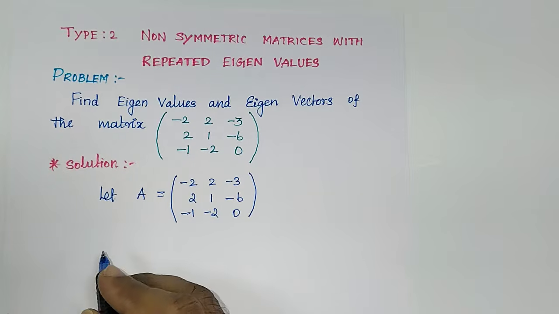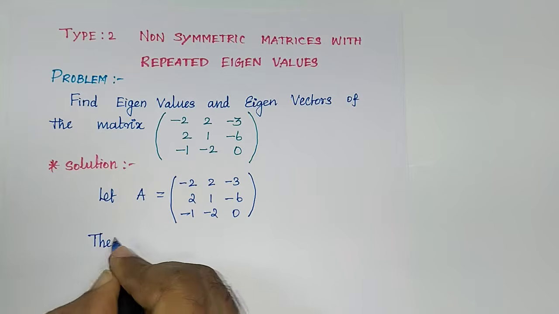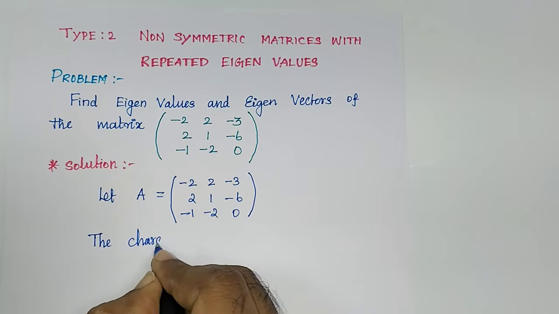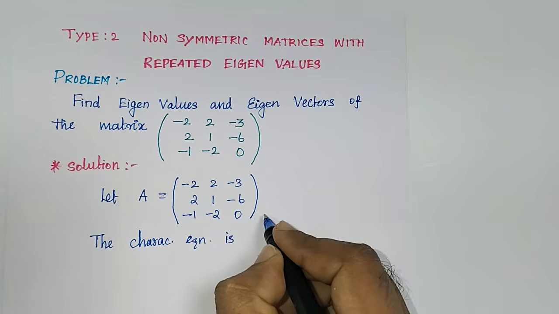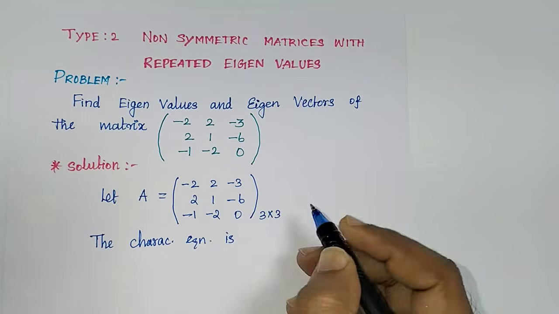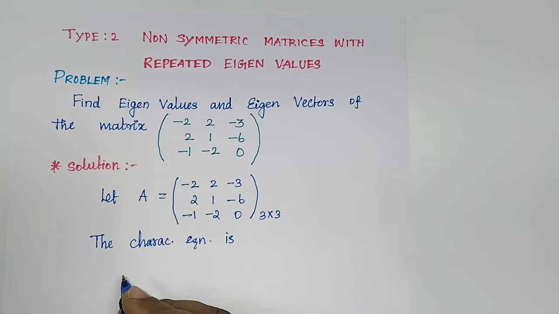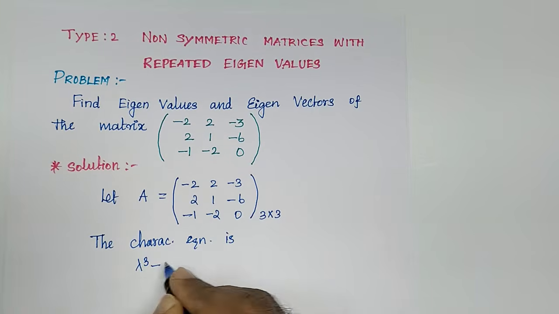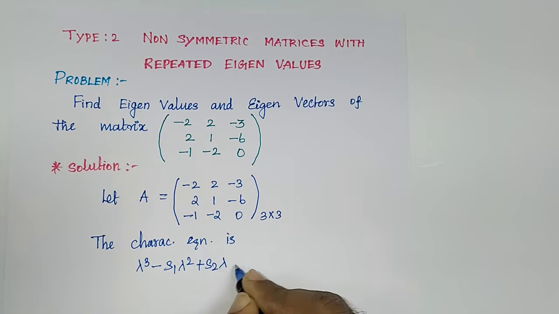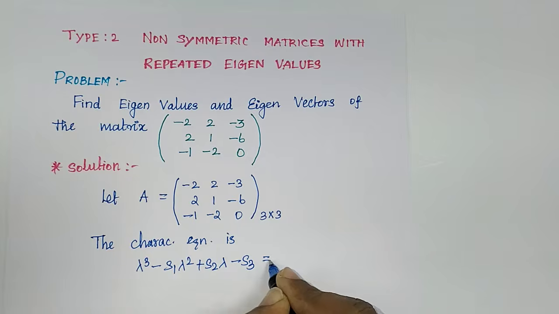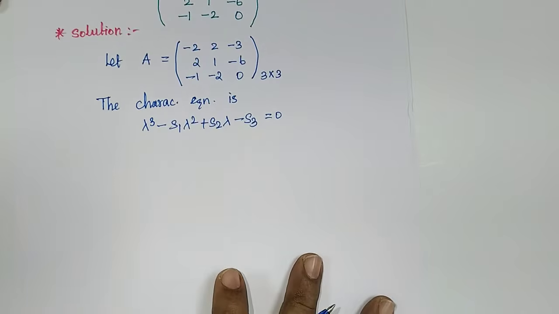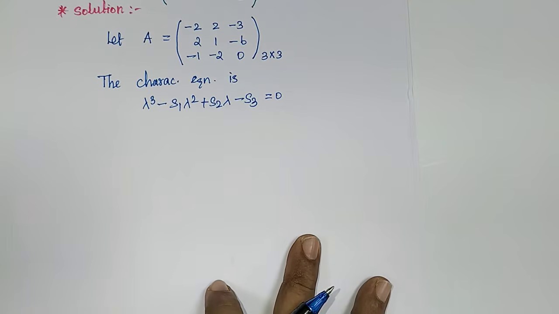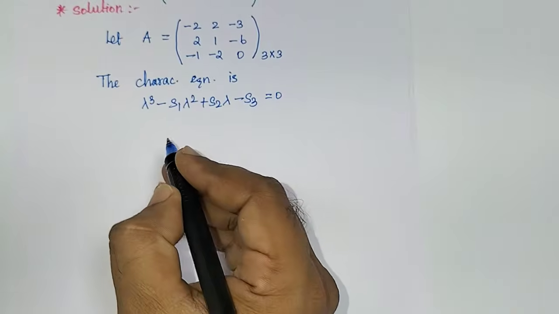So first I am going to find the characteristic equation. The given matrix is a 3 by 3 matrix, so I am going to apply the 3 by 3 characteristic equation: lambda cube minus S1 lambda square plus S2 lambda minus S3 equal to 0. Now from this characteristic equation I'm going to find S1, S2, S3.